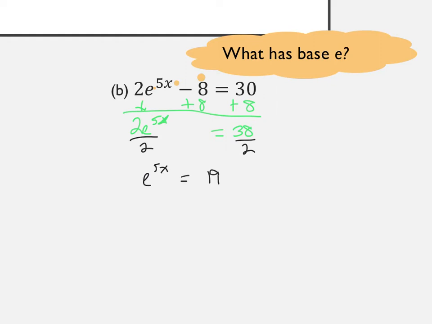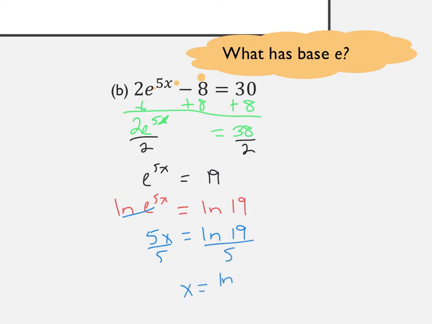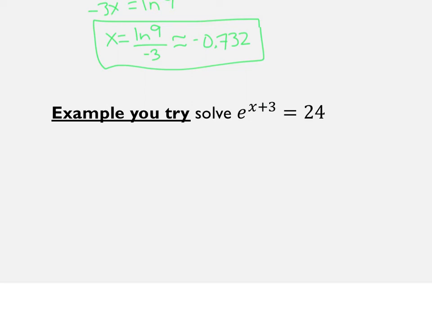Now again, what has base e? Natural log does. So we'll natural log both sides. The left side becomes 5x, and the right side becomes natural log of 19. We're going to divide both sides by 5, and we'll get x equals natural log of 19 all over 5. And when you type that into a calculator, exactly like you see, it is about 0.589. And that's all you got to do. Now I would like you to take a minute and try the example you try.